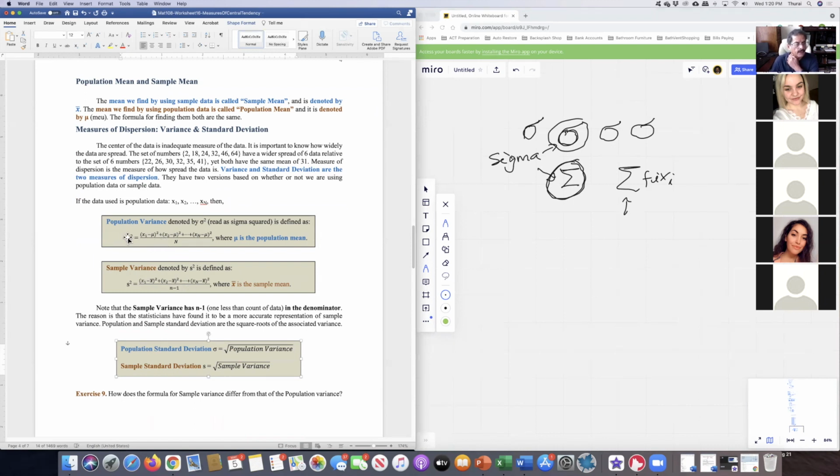The notation for population variance is sigma squared. The notation for population standard deviation is sigma, because it represents the square root of the other one. So that's why we call this sigma and the other one sigma squared.